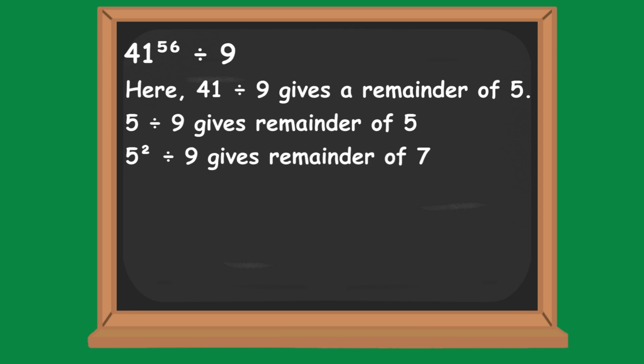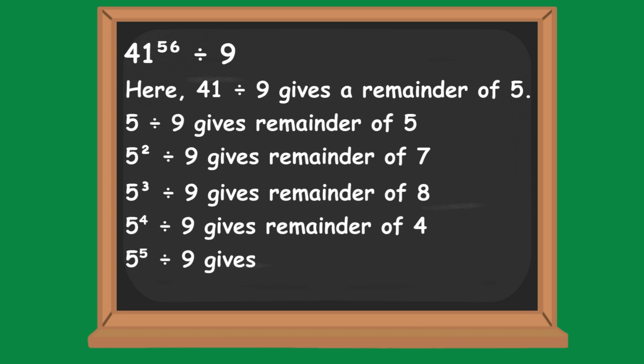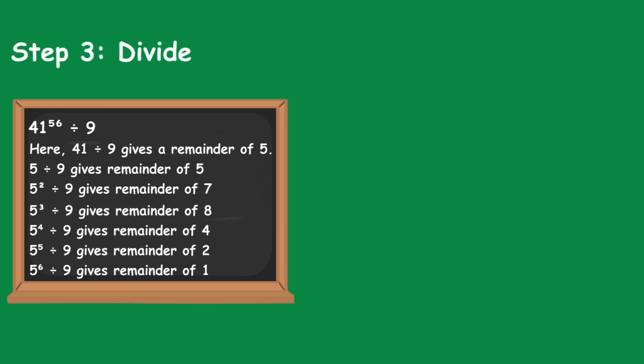Step 2. Check the pattern of powers modulo 9. Let's calculate small powers of 5 modulo 9. Cycle repeats every 6 powers: 5, 7, 8, 4, 2, 1. Step 3. Divide the exponent 56 by cycle length 6.